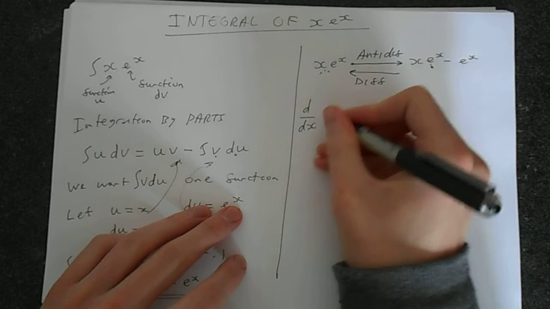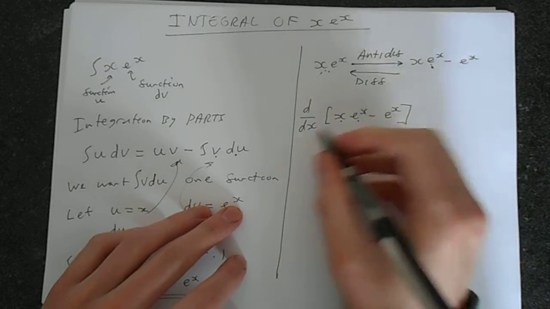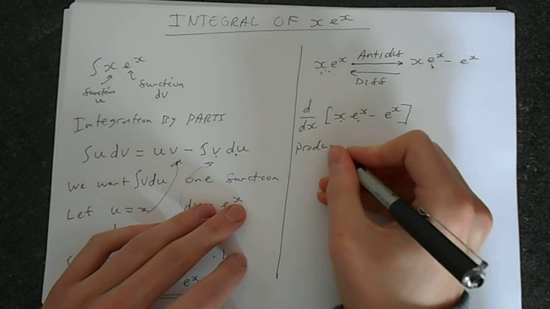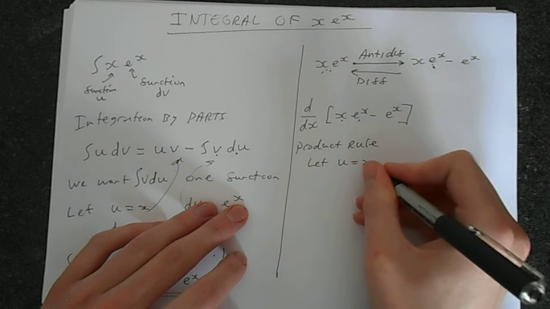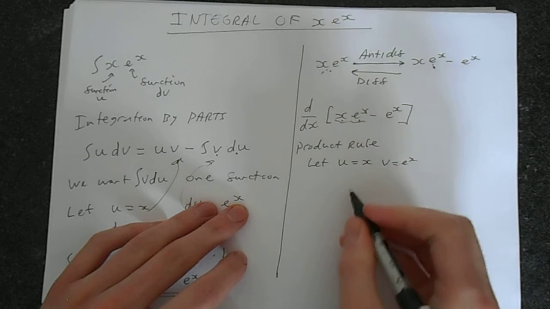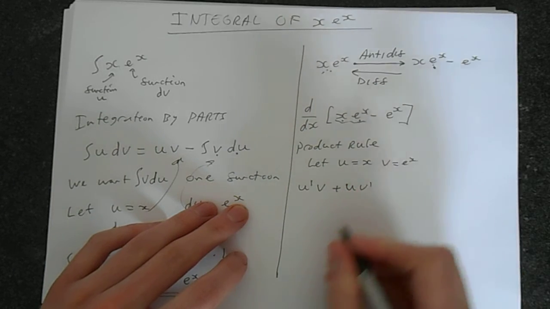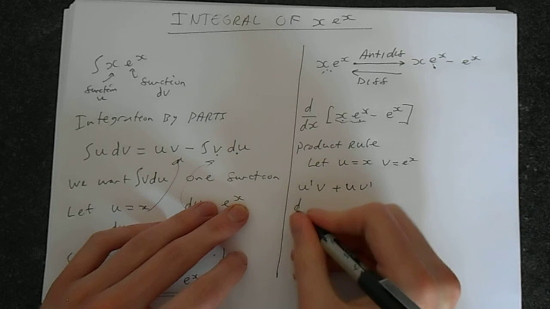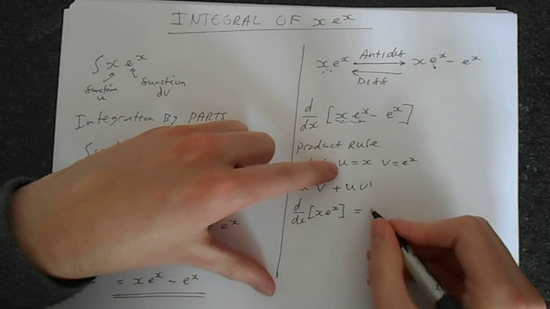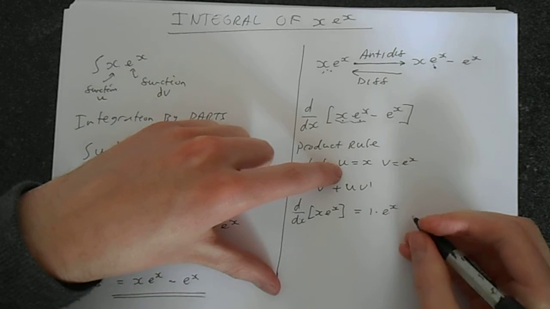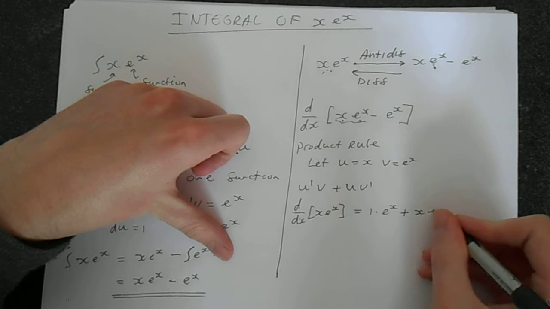So d by dx of x e to the x minus e to the x. We have a function times a function here, so we're going to have to use the product rule. And you should know what this is. So in this case we would let u equal x, v equal e to the x. So we can simplify this expression using u dash v plus u v dash. That's the product rule. So d by dx of x e to the x, just substituting these in, u dash is of course 1, v is e to the x, plus v dash is just e to the x and u just stays the same, so x e to the x.